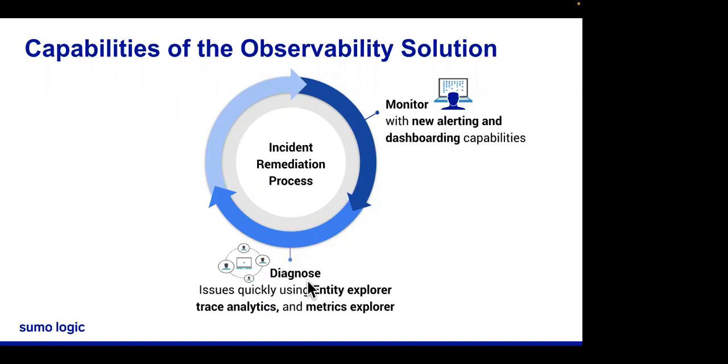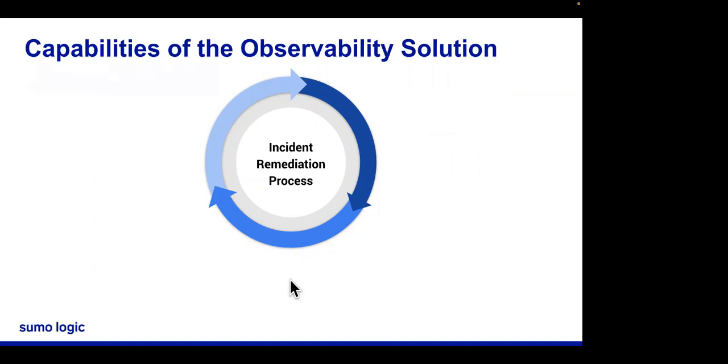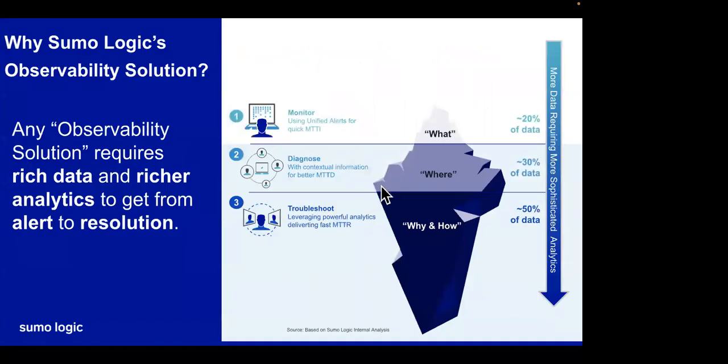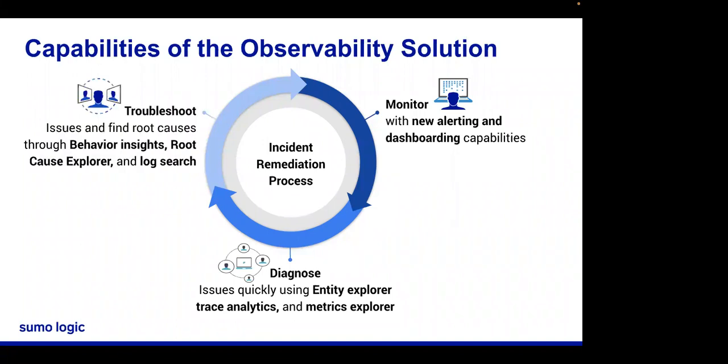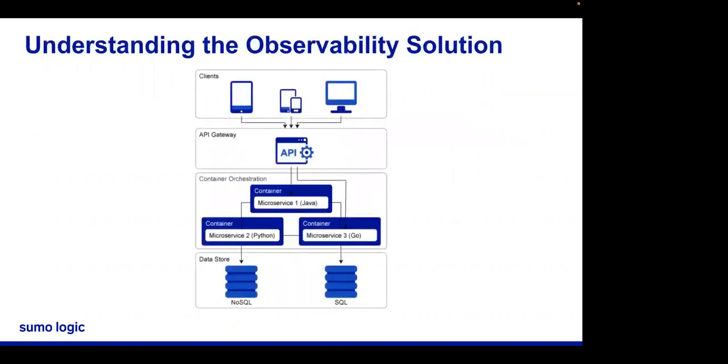Additionally, we want to be able to diagnose. And when we diagnose, again, going down this lovely iceberg here, right? When we diagnose, we're going to use things like the Entity Explorer, Trace Analytics, and the Metric Explorer to see what's going on. And you're going to see this in this class. Then finally, we want to be able to troubleshoot. And for that, we're going to use tools like the Root Cause Explorer, our log search, and various other things. So we are going to use these various tools to take us through this observability solution and do a deep dive.